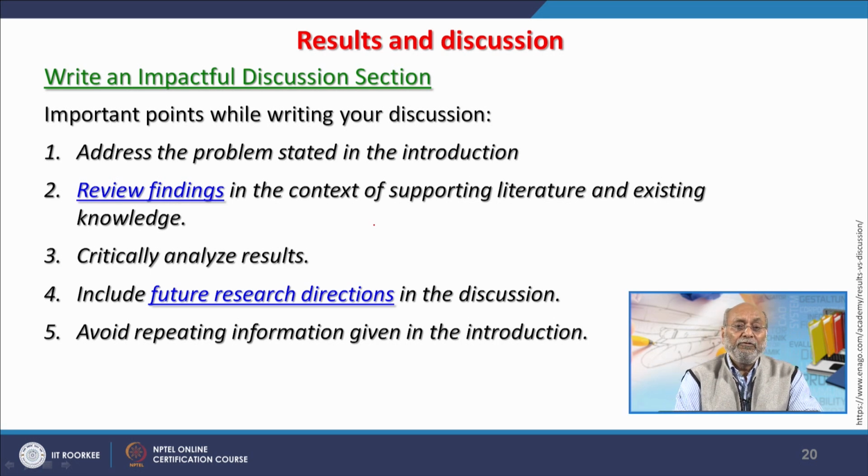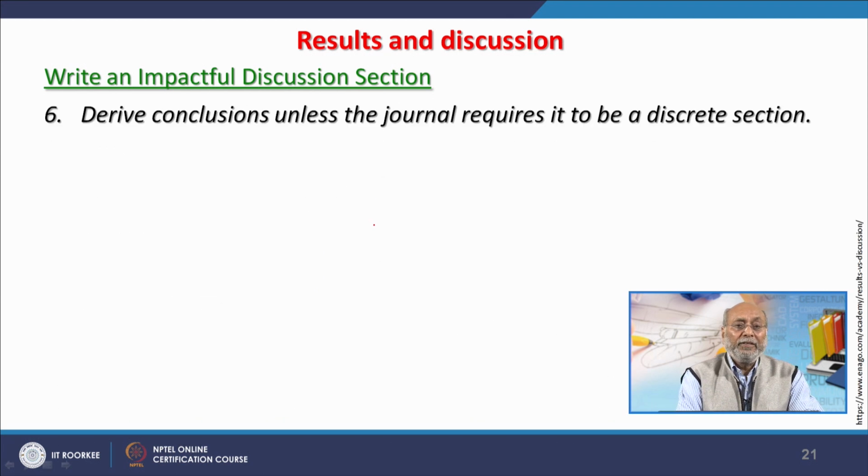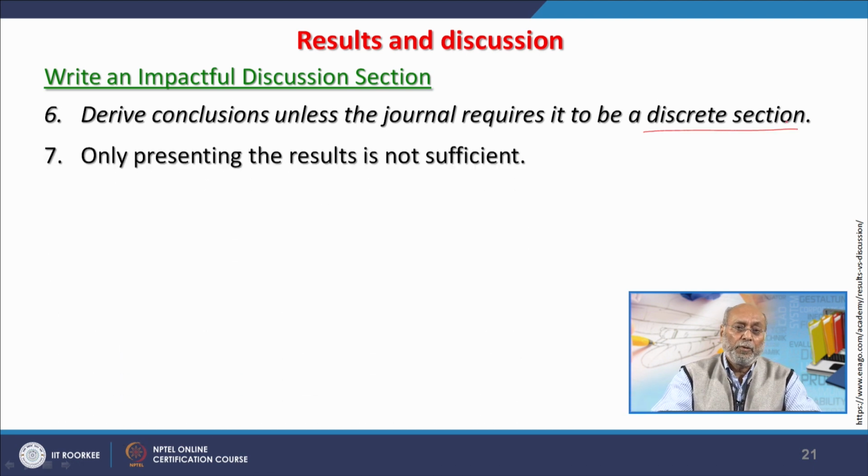Avoid repeating information given in the introduction section. So, all sections should have uniqueness. The matter and paragraphs should not be repeated. Further, derive conclusions unless the journal requires a discrete section. Discrete section means separate section, and we are only discussing that part as results and discussion as one or separate. So, if some journals prefer that you have a separate section, no problem.